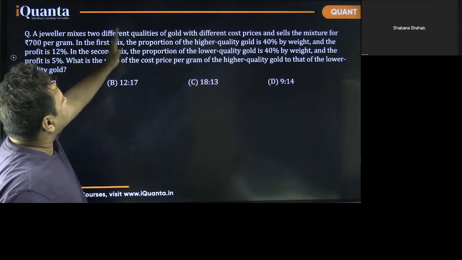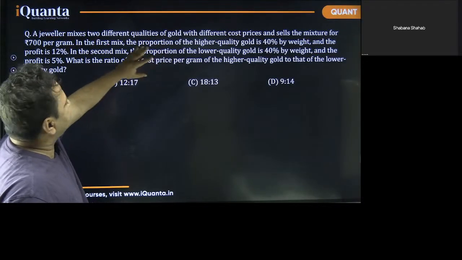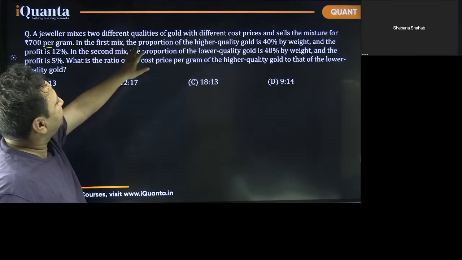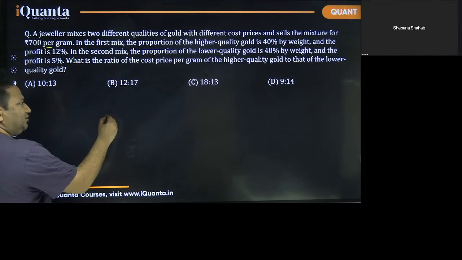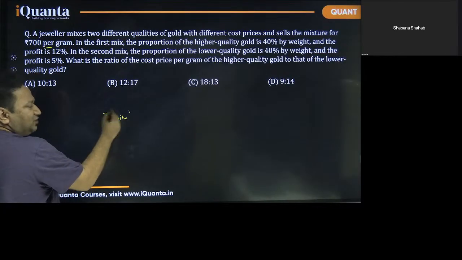A jeweler mixes 2 different qualities of gold, with different cost prices, and sells the mixture for 700 per gram. First mix, high quality gold, 40% rate. Okay, fine. Again, a 2 minute question because it's calculative, but it's doable in round 1 itself.